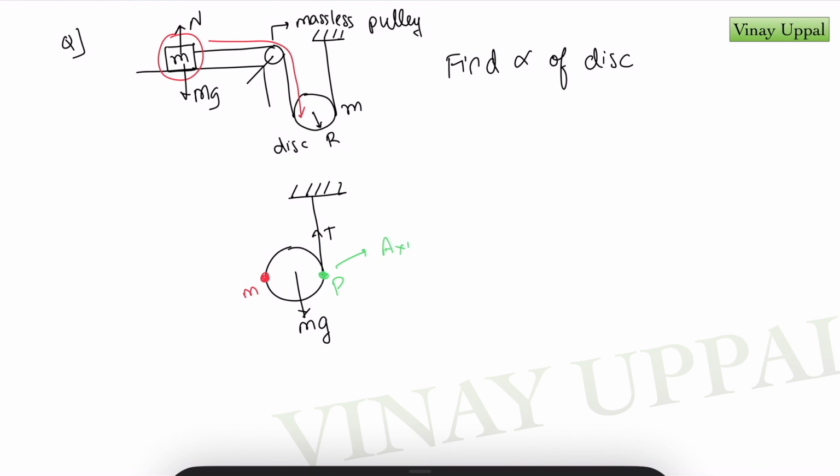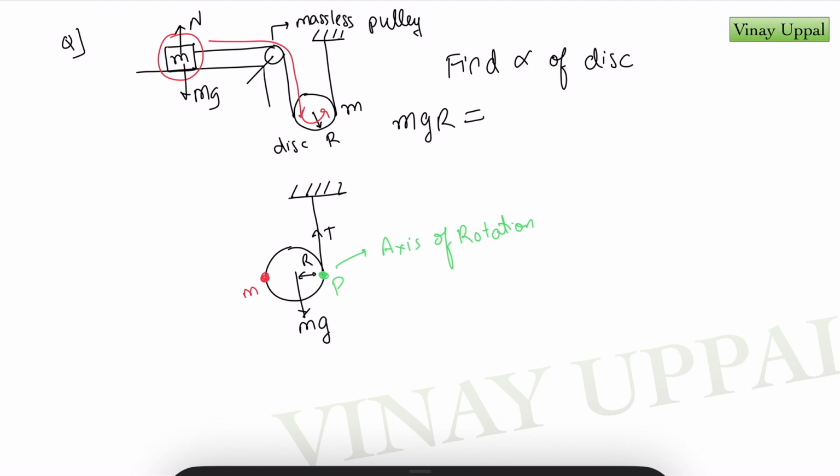So at that instant, point P is my axis of rotation. So let's try the torque equation. The torque of gravity of the disc would be mg times r about point P. Gravity is making a distance of r from point P. And that should be equal to moment of inertia.